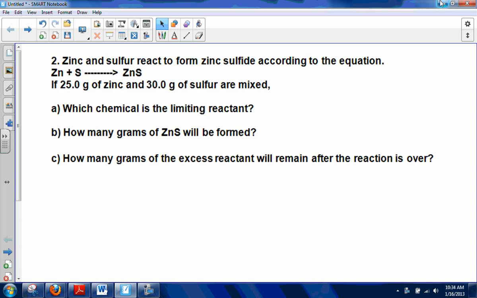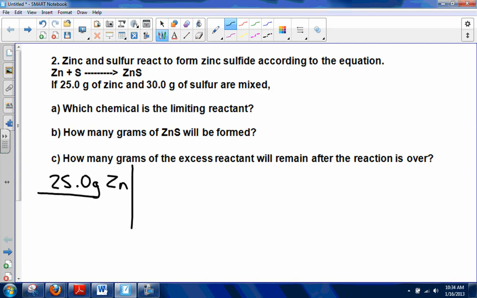We start with 25 grams of zinc. Is 25.0, so we have how many significant figures? 3. Okay, I've got to think about what I want to go to next. In B, it says I want to go to how many grams of zinc sulfide will be formed. So I can either go to moles of zinc sulfide or I can go all the way to grams. I'm going to go to moles because that's going to set me up for 2 more problems.